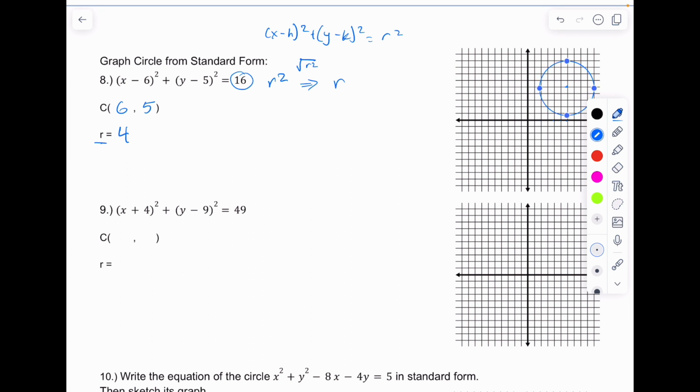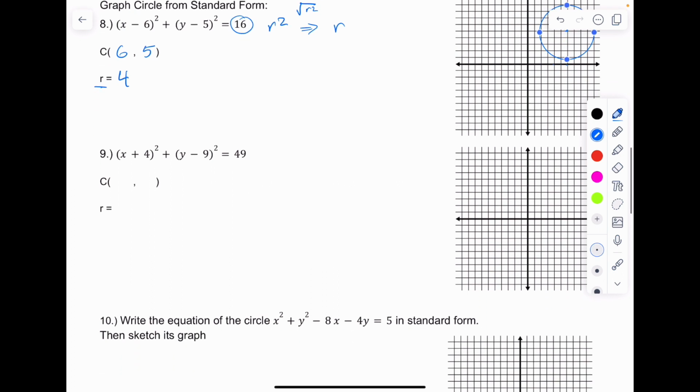All right. Following the same formula that we know, in x plus 4, that means our h is a negative 4, because minus negative 4 gives you your plus 4. It's 9, and our r squared is 49, meaning our r is 7. Plotting this out, we're going to go back 4, up 9.